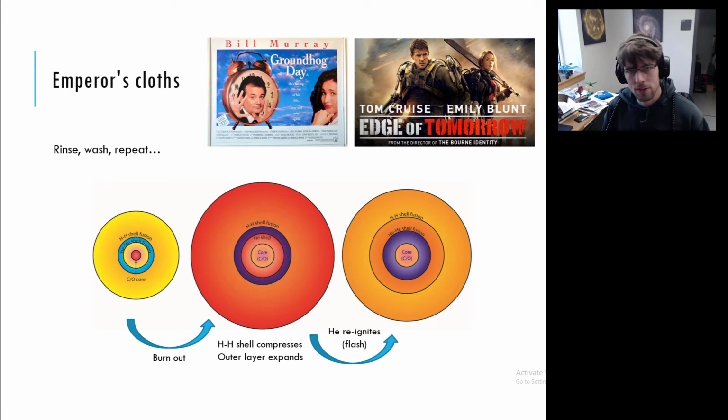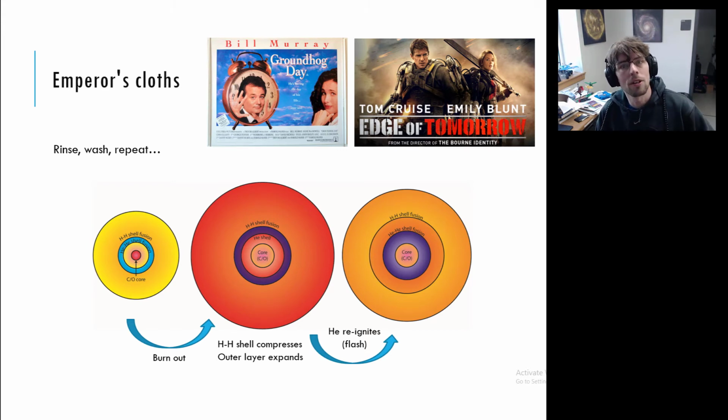Now, here's the last important point. Every time you have a helium flash, you will have some material ejected out into space. This is a huge explosion, right? You're restarting the fusion process, and you have a tendency of blowing some of the outer layers of the star out into space as solar wind.